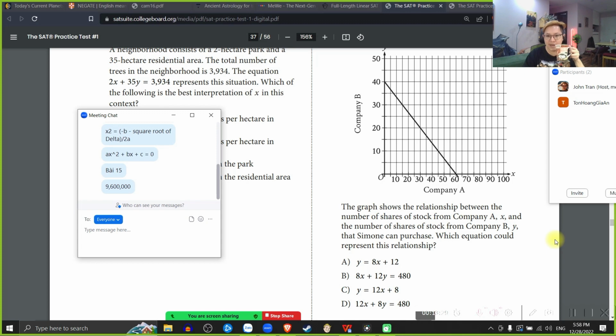The graph shows the relationship between the number of shares of stock from company A, X, and the number of shares of stock from company B, Y, that Simon can purchase.